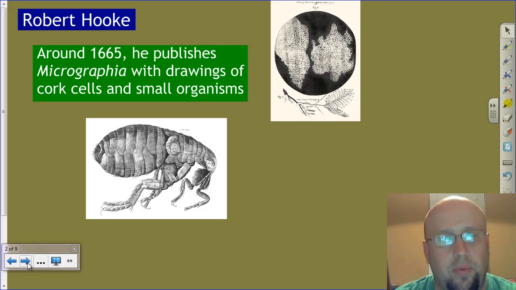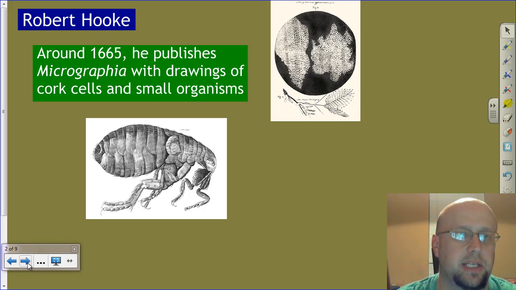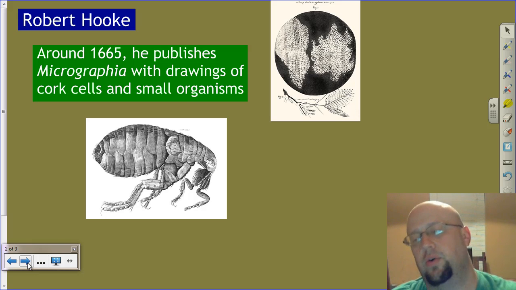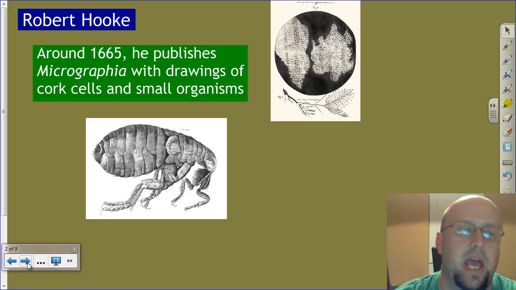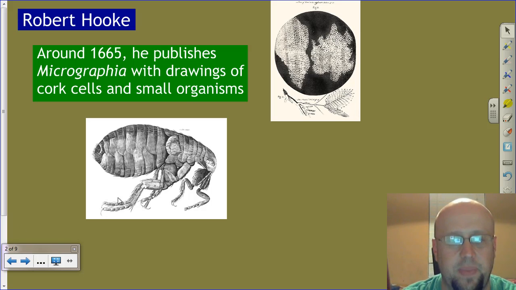But where it really comes into play is a couple of guys back in the 1600s. One of the first of those is Robert Hooke. He's one of the original guys that helped found the Royal Society in London, where they really started to get into science and to discover things in the natural world around them. And in 1665, he publishes a book called Micrographia. And we see here a couple of pictures out of that book.